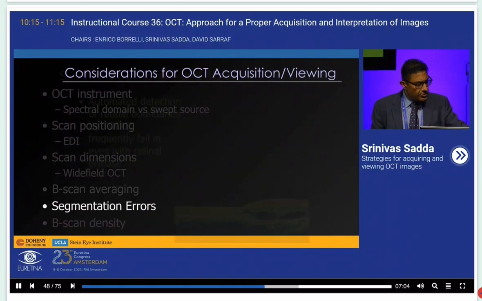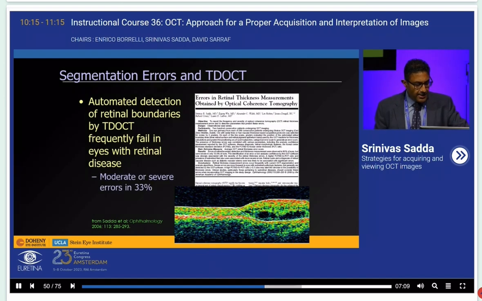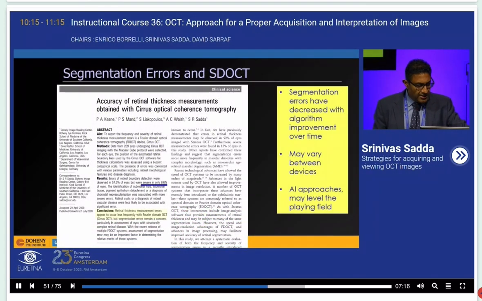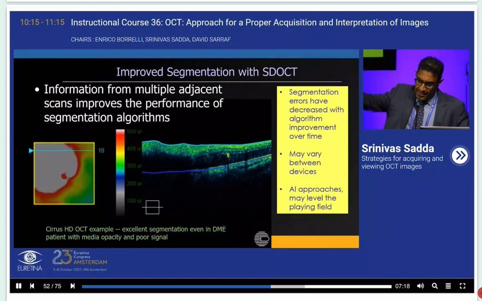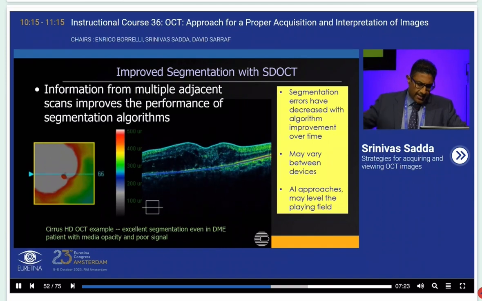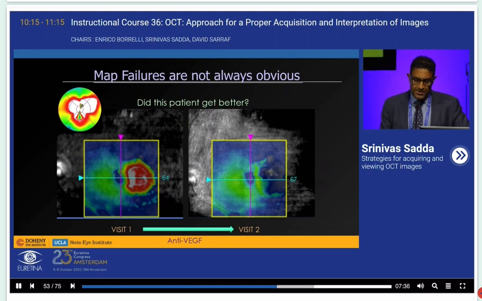Just a word of caution about segmentation errors. Long ago, back in the time domain OCT era, we highlighted that the machine segmentation could often be erroneous. This improved a bit with spectral domain OCT because there's an advantage of having adjacent B-scans that actually improve the performance of these segmentation approaches. And obviously with AI, we're doing better and better, so maybe this is less of an issue. But I just want to highlight that when there are segmentation errors, they're not always obvious if you just study the retinal thickness map. Many practices don't want to take the time to look at all of their B-scans. If you just look at the map, you may sometimes miss what's actually happening.